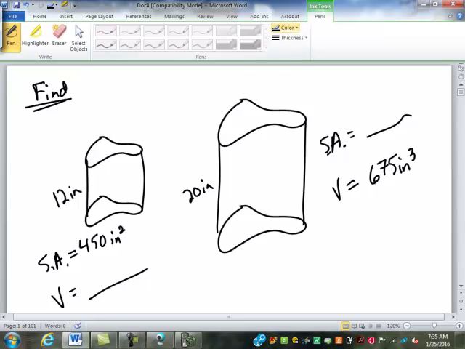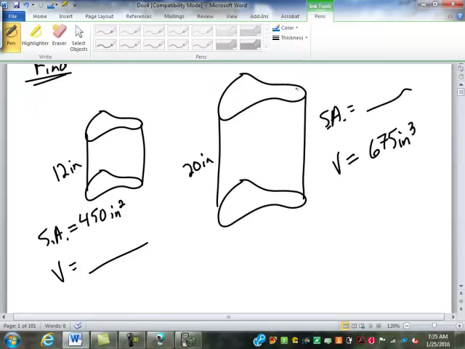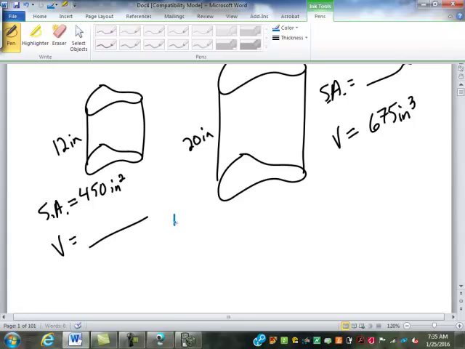So what do we do first on these? You must first find the ratio of lengths. And that's going to be 12 to 20, or reduced to 3 to 5. Good.